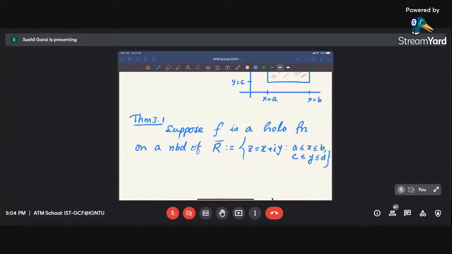So suppose f is a holomorphic function in a neighborhood of this closed set. Suman, please start recording the lecture.